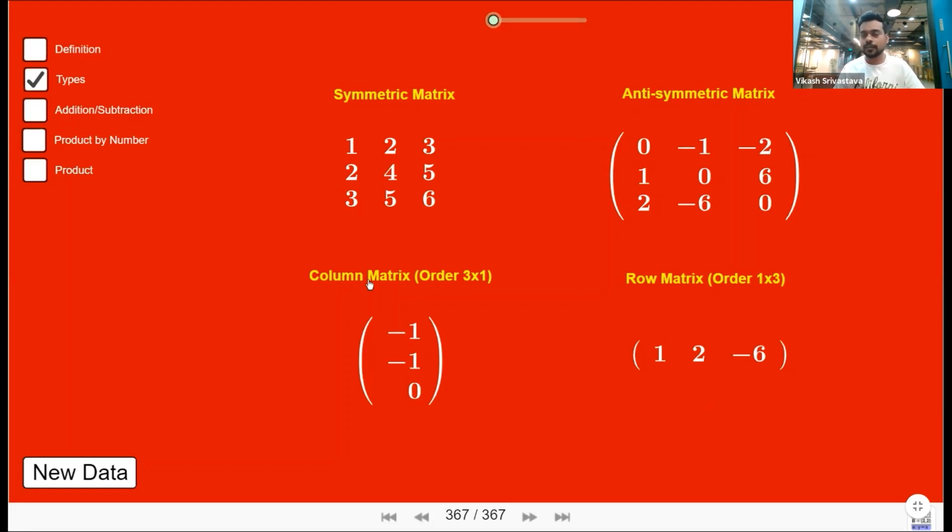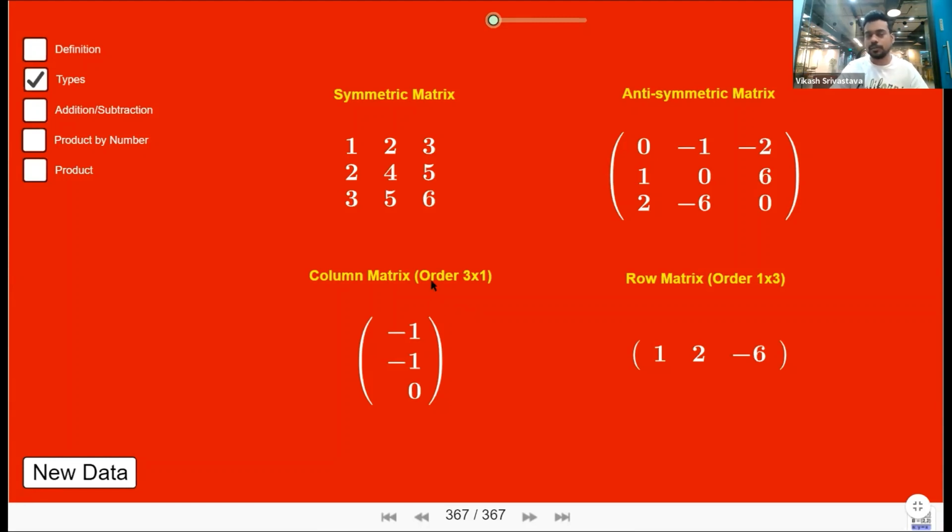Just similar to the case of the column matrix. In the column matrix we fix the number of columns to be 1, but we can have as many rows as we want. And similarly, in the row matrix we fix the number of rows to 1, but we can have as many columns as we want, right? So these are the basic types of matrices.